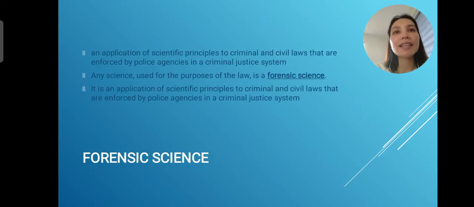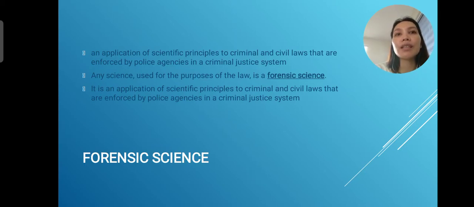So, forensic science is an application of scientific principles to criminal and civil laws that are enforced by police agencies in the criminal justice system. So, hindi lang naman crime laboratory yung nagkakandak ng mga scientific principles. Meron tayo dyan ibang law enforcement agencies like NBI, PDEA, na nagkakandak ng mga examinations and nag-a-appear sa court to testify on the examinations they have conducted. And then any science used for the purpose of the law can be called forensic science.